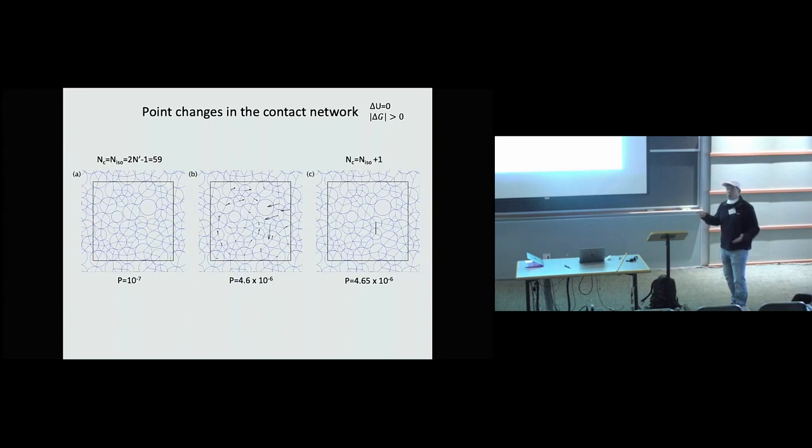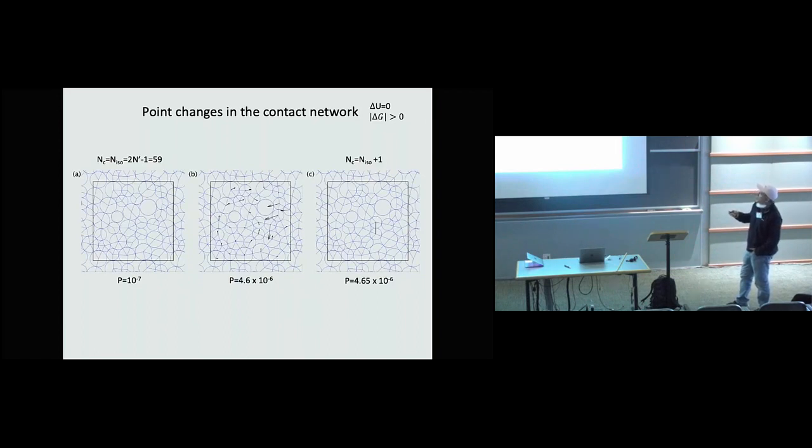Then a harder question is, how did the shear modulus change when the contact network changes? And so here, this is a point change. The difference between the energy of this contact network and this contact network is continuous, but the shear modulus change is discontinuous.